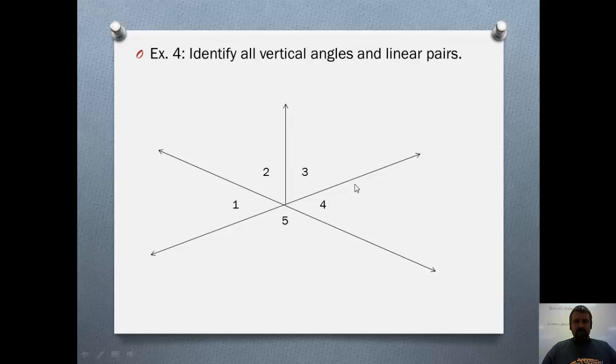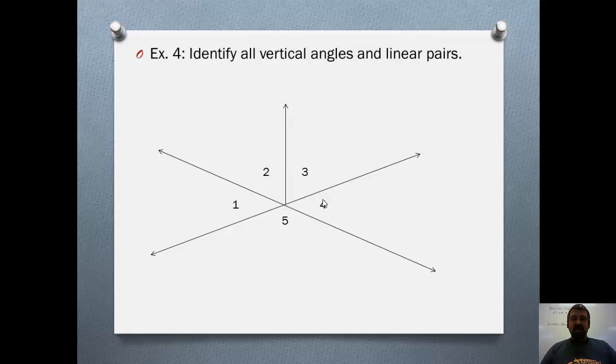Note, for this opposite ray, it has angle 3, angle 4. This opposite ray, it has angle 1, angle 2. There is no distinct angle here that is a vertical angle of angle 5. The combination of 2 and 3 would be a vertical angle, but we don't have a name for it. So in this case, the only vertical angles I can list are going to be angle 1 and angle 4.